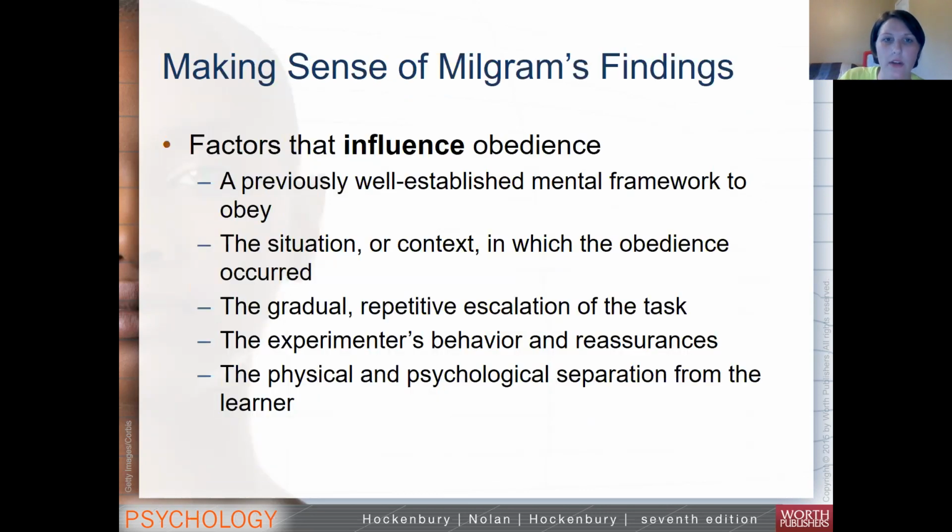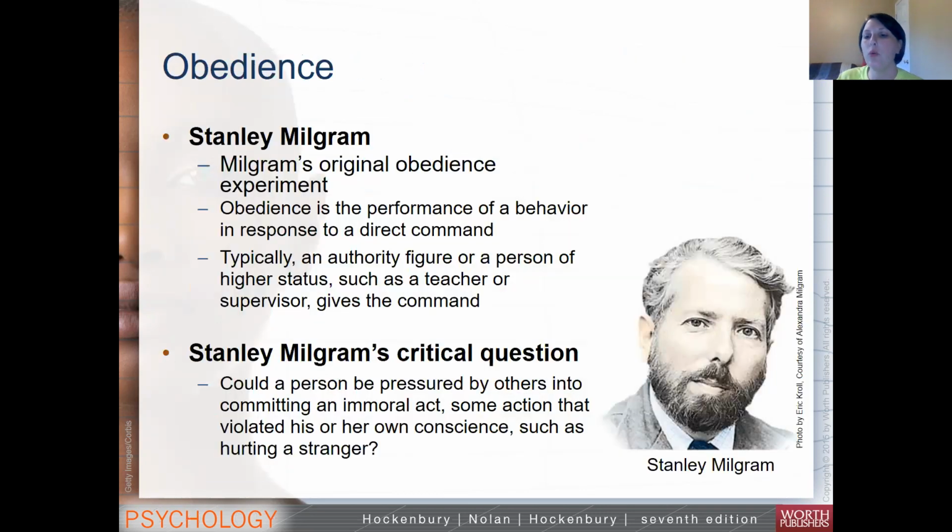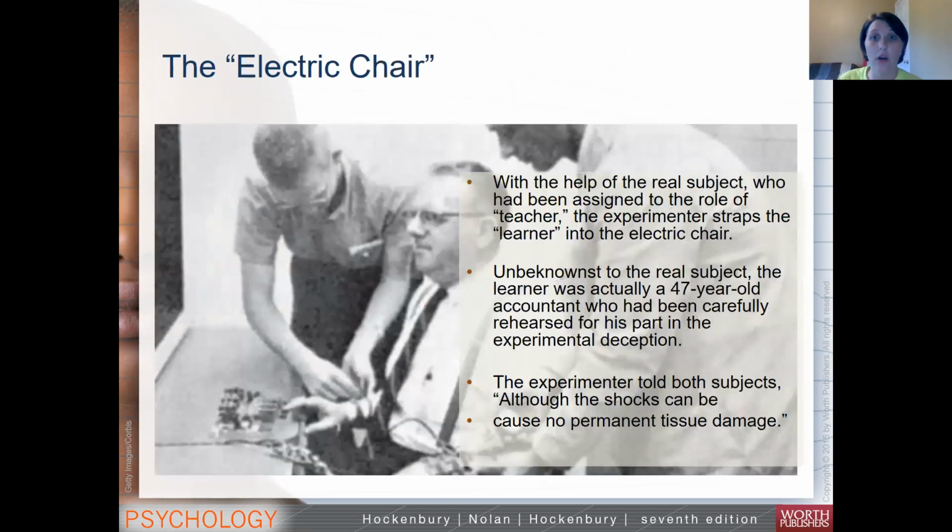So originally, when the experiment hadn't been conducted yet, but they were talking about doing it, they asked students, experts, psychologists, and doctors what percentage of people they thought would actually commit an immoral act and obey what they perceive as an authority figure. And everyone said, oh, very little, 1%. Nobody's going to engage in this kind of immoral behavior. And it turns out that they were very, very wrong.